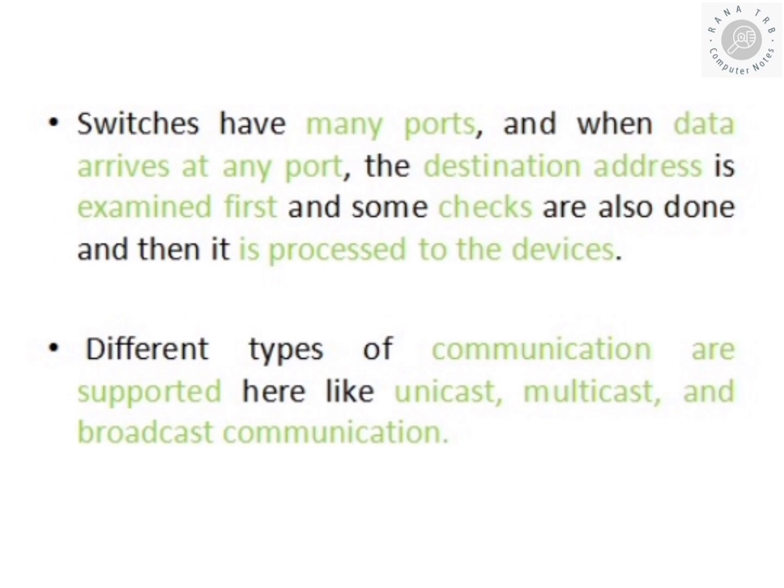When data arrives at any one of the ports, the destination address is examined first. How do they examine the destination address? By using the MAC address and doing some checks, and then they can proceed, that is the packets are delivered to the destination. The types of communication that a switch supports are unicast, that is one-to-one communication, multicast, one-to-many communication, and broadcast, that is many-to-many communication.